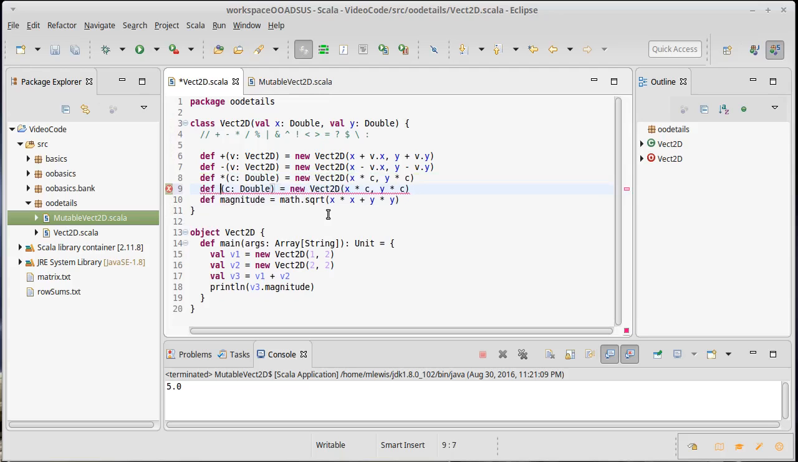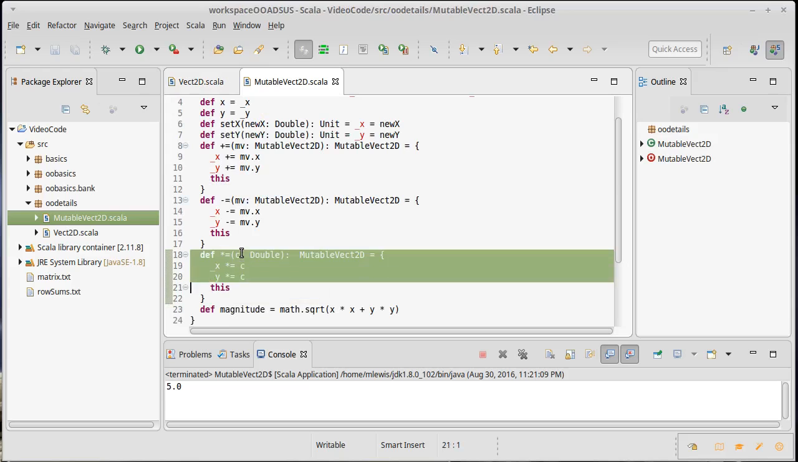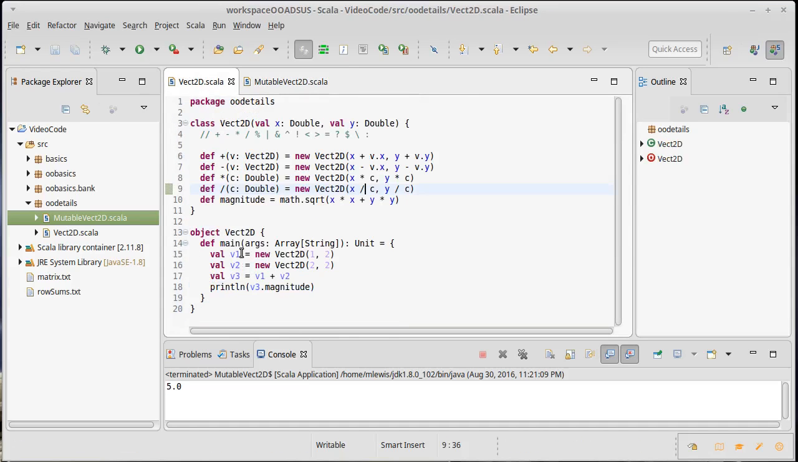Instead, you can just name methods with operators. Let's add a division in here so that we can do scaling both by multiplication and division. We could also come over here and do the same thing with a divide equals. But this does raise the interesting question, what happens for precedence?